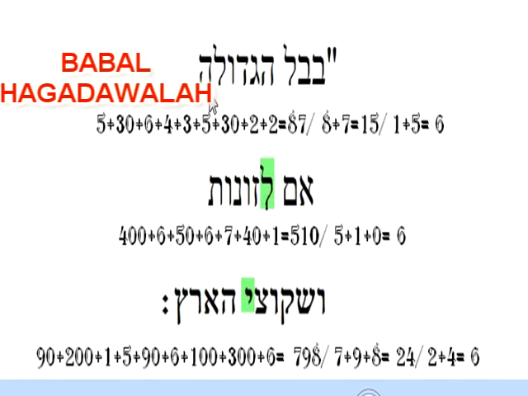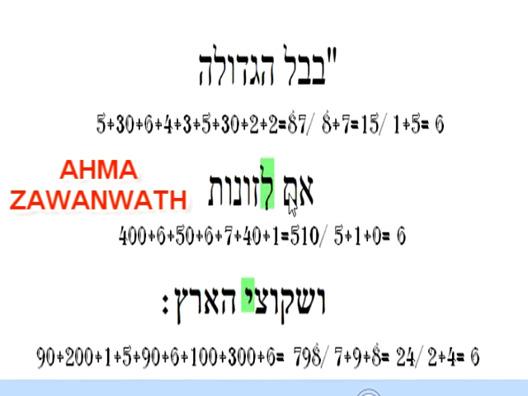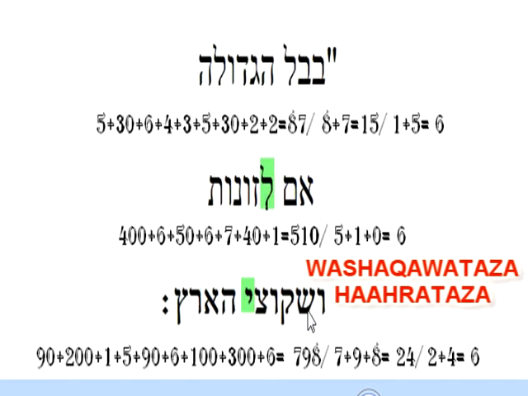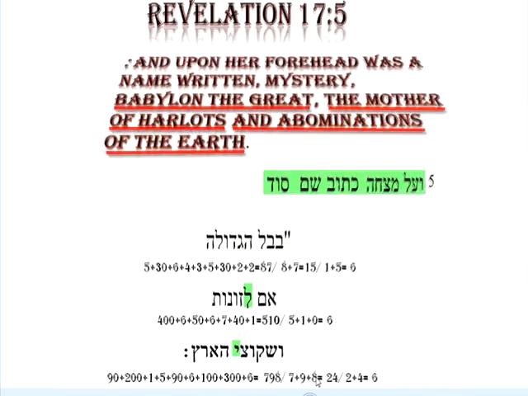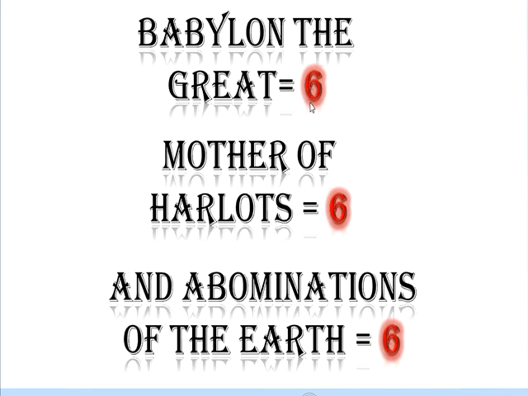So Babal Hagadawala equals 6. Amah Zawanwath equals 6, and Wa Shakwawatazah Ha'aratazah equals the next 6. That's where you get your Babylon the Great 6, mother of harlots 6, and abominations of the earth 6. So you get your 666, and that's your 666 there. All right.